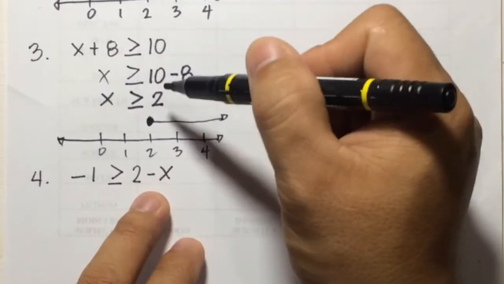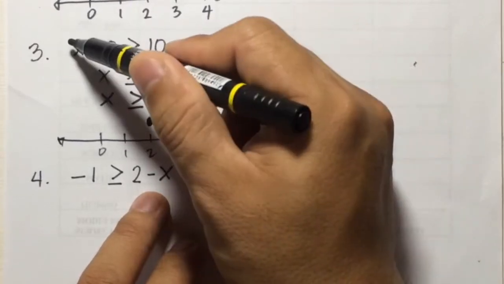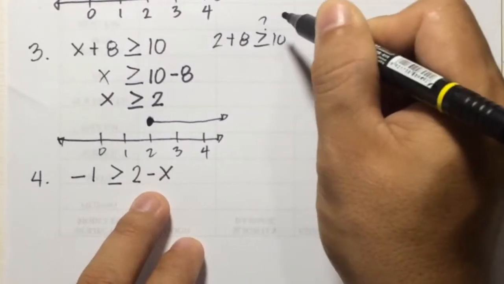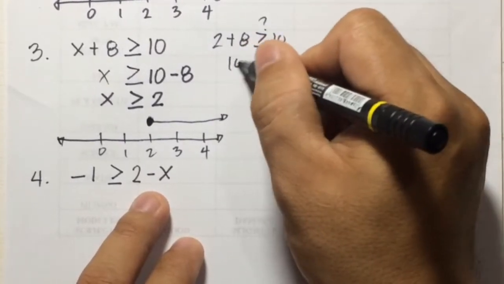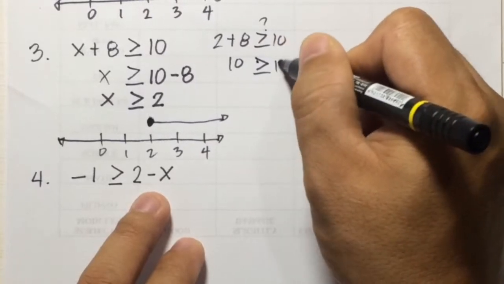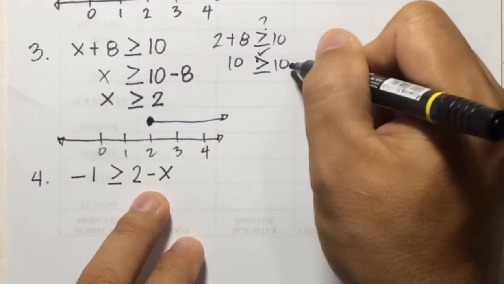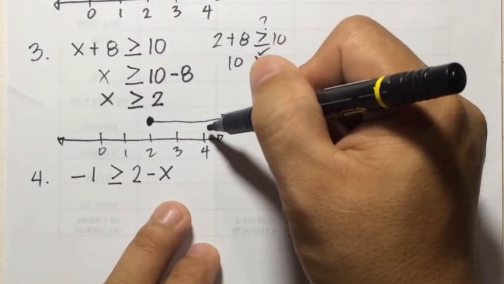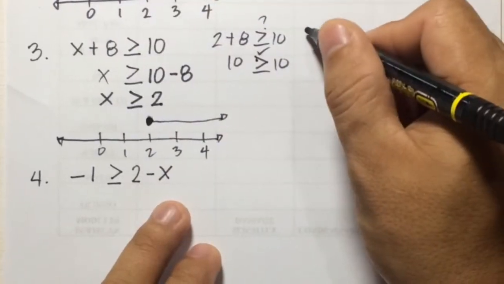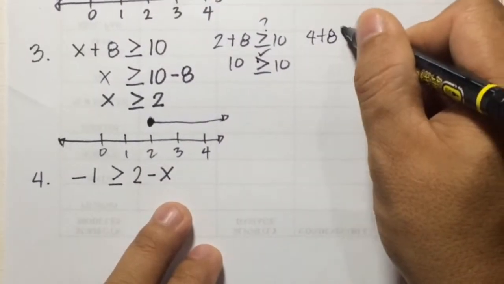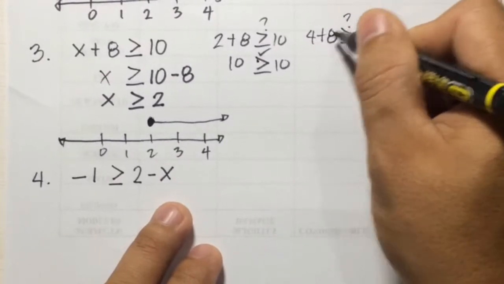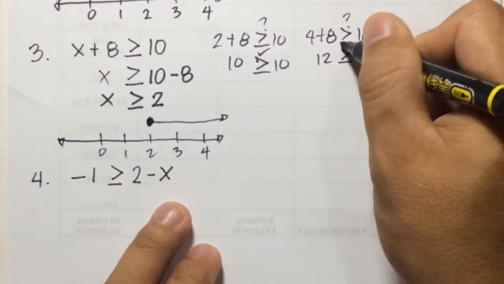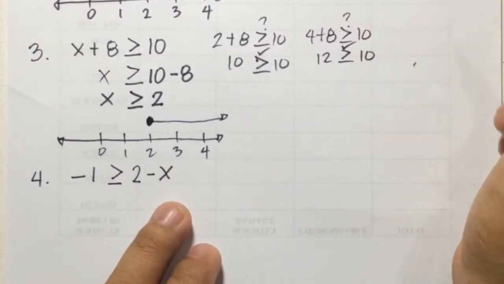Now to check if your answer is correct, let's try it first with 2. So 2 plus 8, is it greater than or equal to 10? 2 plus 8 is 10, meaning it is correct. So 10 is equal to 10. Now to check for another answer, we're going to use 4. So 4 plus 8, is it greater than or equal to 10? 4 plus 8 is 12, and we can have this one as greater than 10. So our answer is correct.